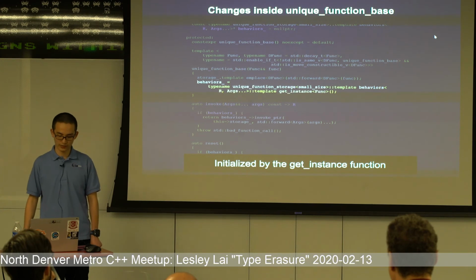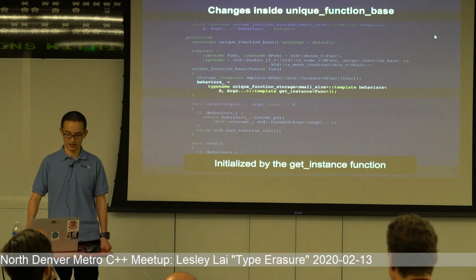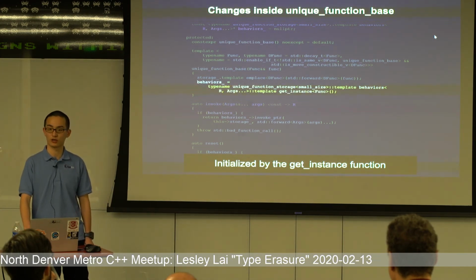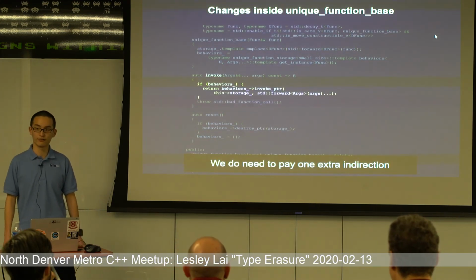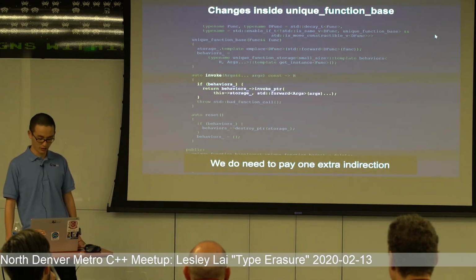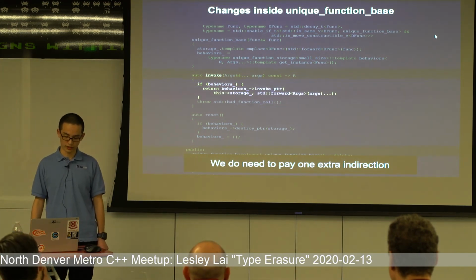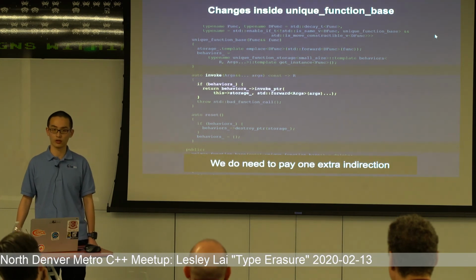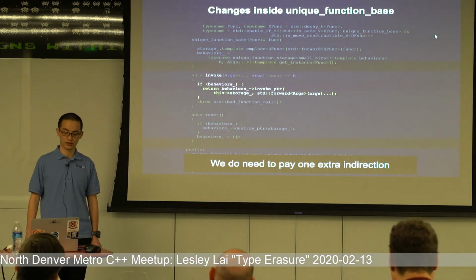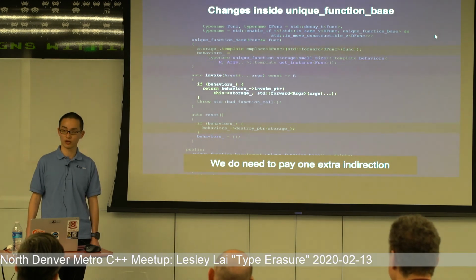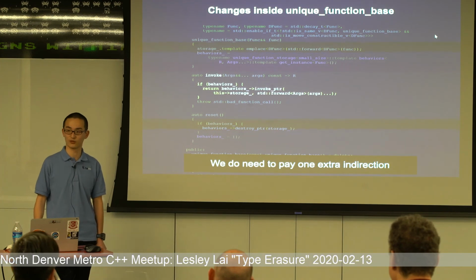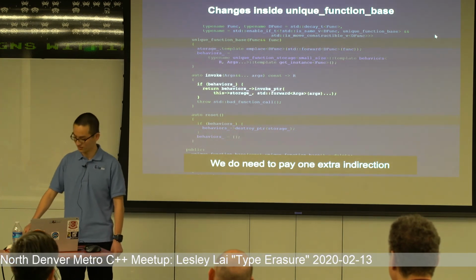And we initialize by calling this get instance function, just like a normal singleton does. When we invoke, we also need to first get the pointer and then invoke the actual function pointer. So it's two indirections instead of one with the previous implementation. But I had some really unreliable benchmarks, and I didn't see any differences. So I think that's good enough.